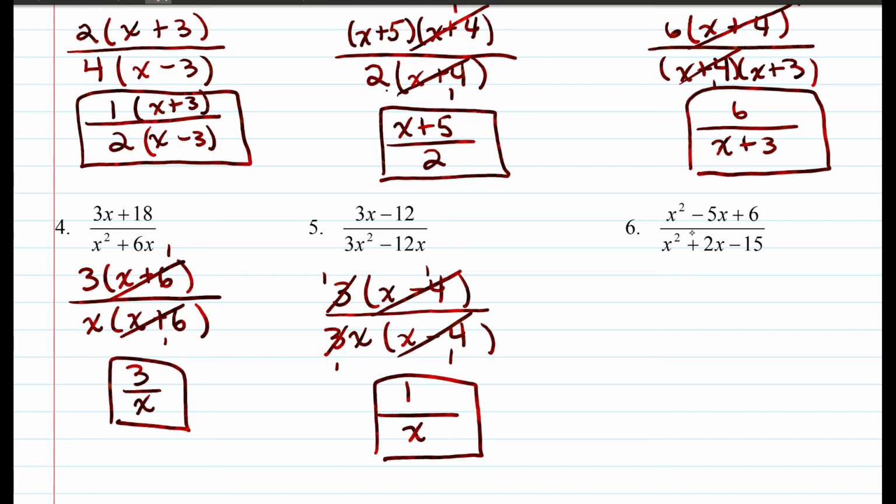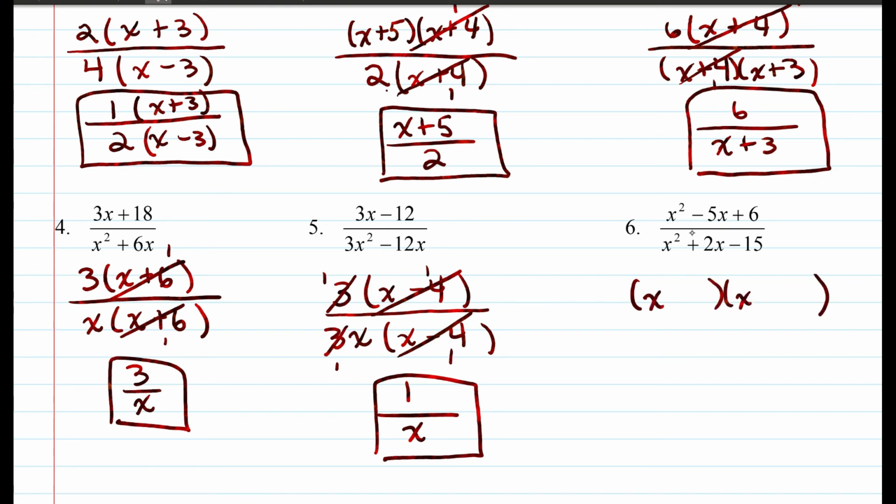And now in this final example, we have x squared minus 5x plus 6 over x squared plus 2x minus 15. So what's the first step? Always look for a GCF. There seems to be none because we have a 1, a negative 5, and a positive 6. The only number they have in common would be a 1, which we don't use as a GCF. So I'll go ahead and factor.